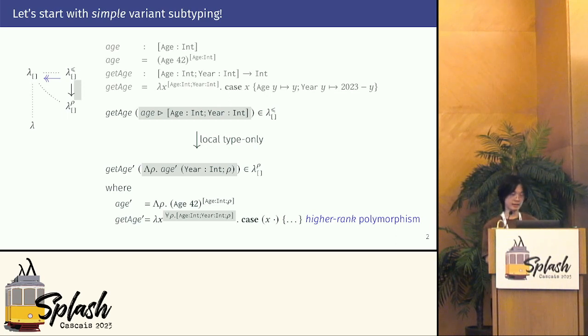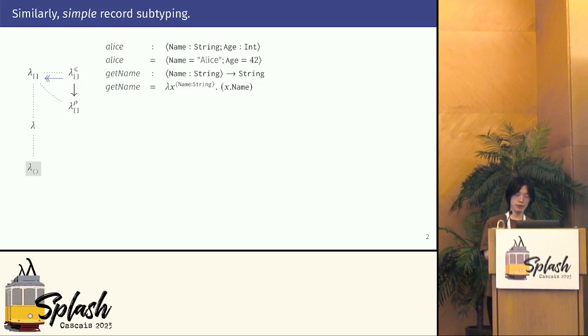Yes, so this is the story for variant, and we have a very similar story for record because they are kind of dual to each other. So here we extend the calculus with record, we write the angle bracket, and we have a record Alice with two labels, name and age, and we have a function getName. It takes a record with only one label and uses the projection to get the name from it.